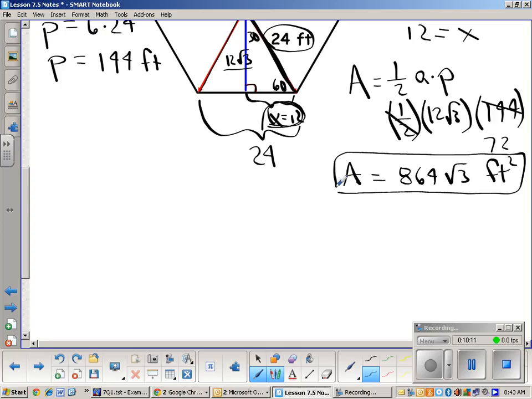Not all of today's is going to be that simple, because not all of them are going to be hexagons, which make 30, 60, 90 triangles. Some of them you're going to have to use the Pythagorean theorem to find the apothem, or to find the hypotenuse, or to find whatever's missing. Any questions on that?